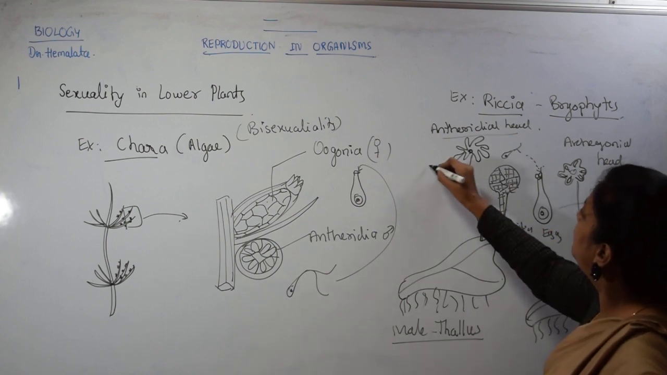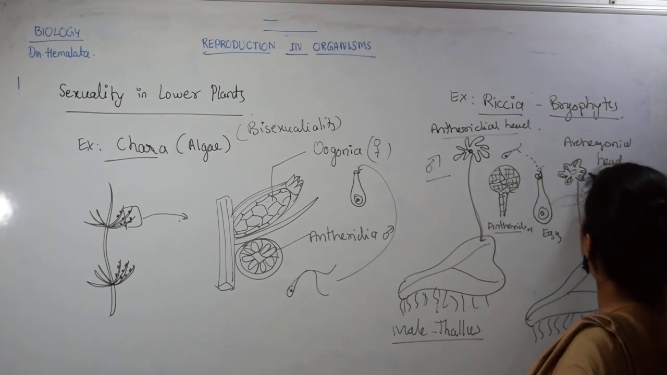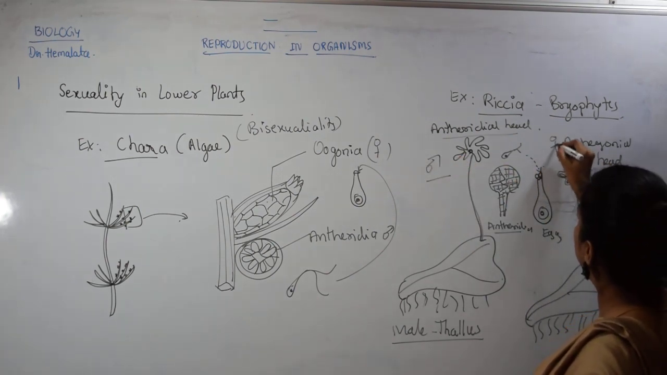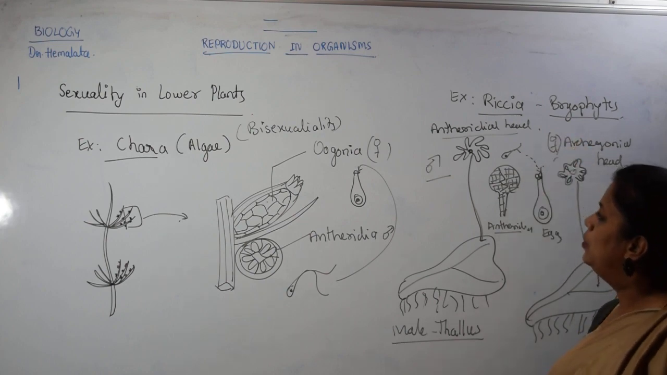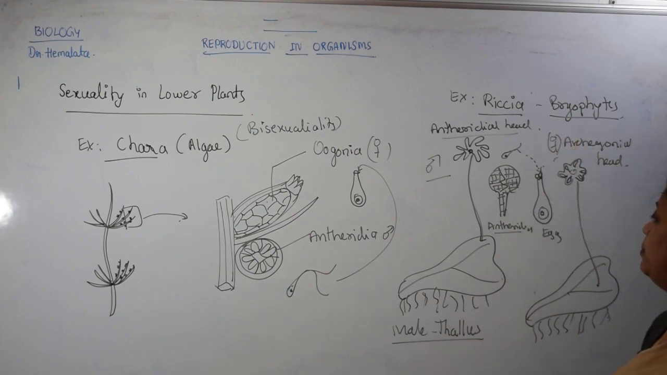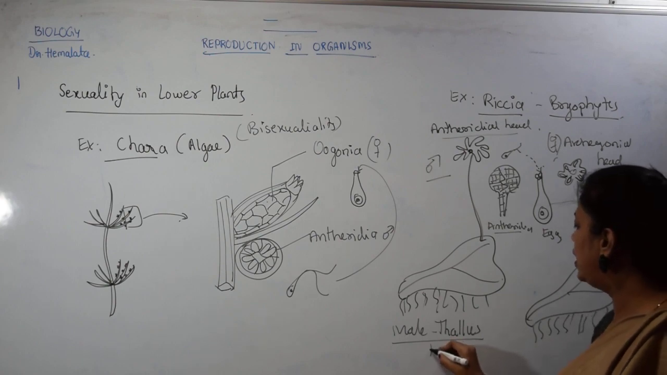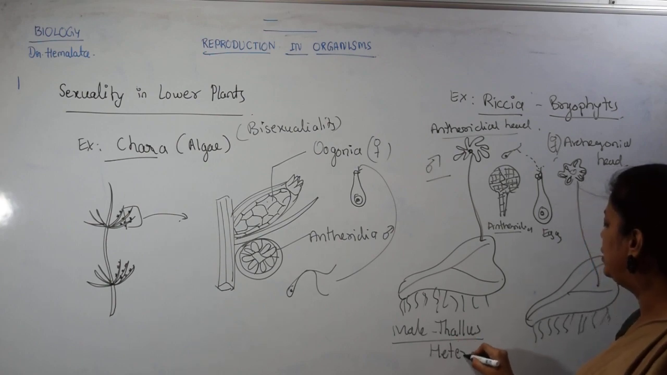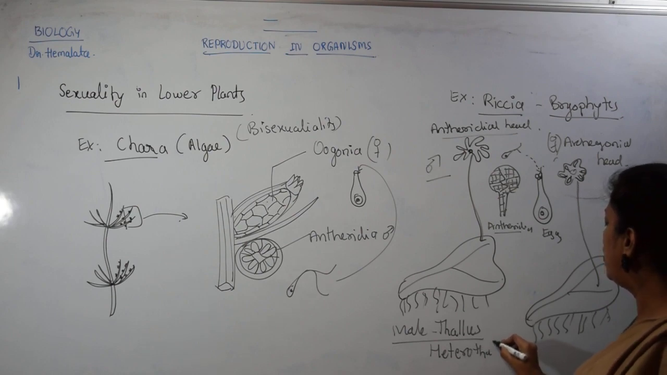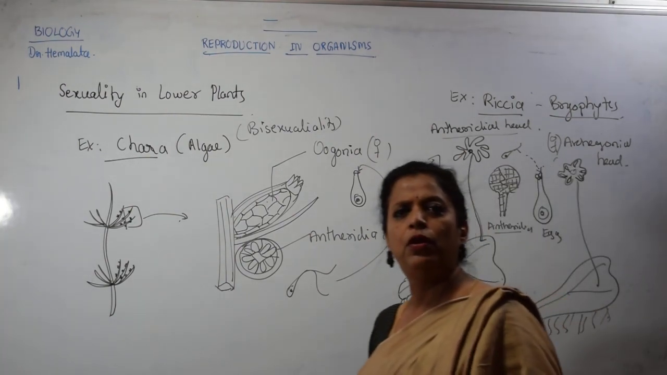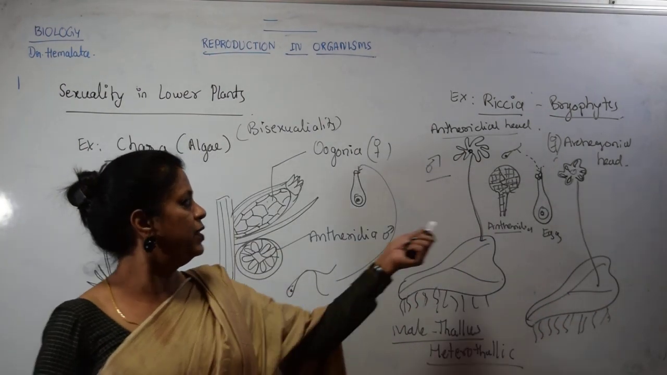So this is the male thallus. This is the female thallus. This is the male structure. This is the female structure. This is how the sexuality is different in bryophytes. Male thallus and female thallus, they are different. It is called the heterothallic condition. Heterothallus or heterothallic condition, right? So that's about the lower plants showing this character.